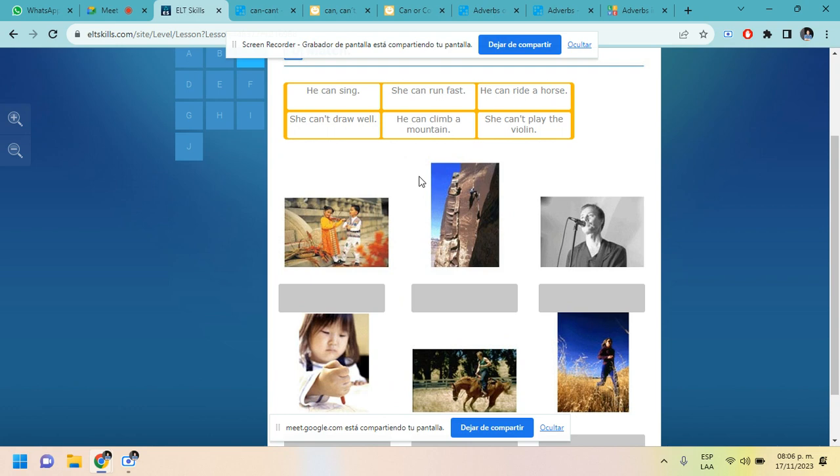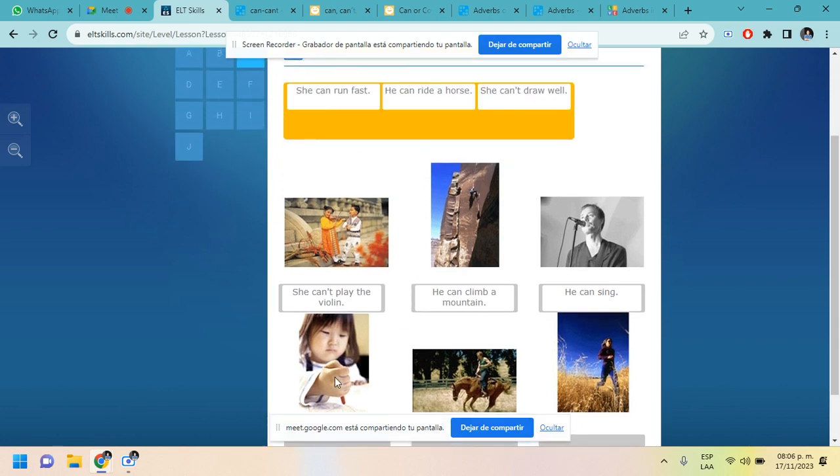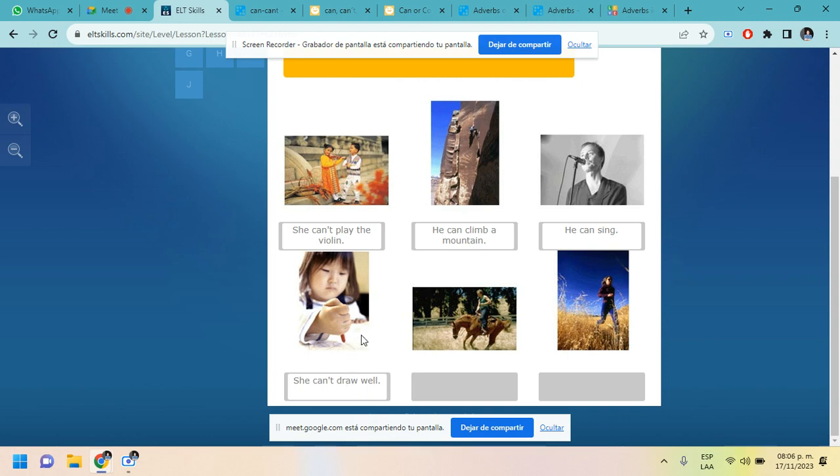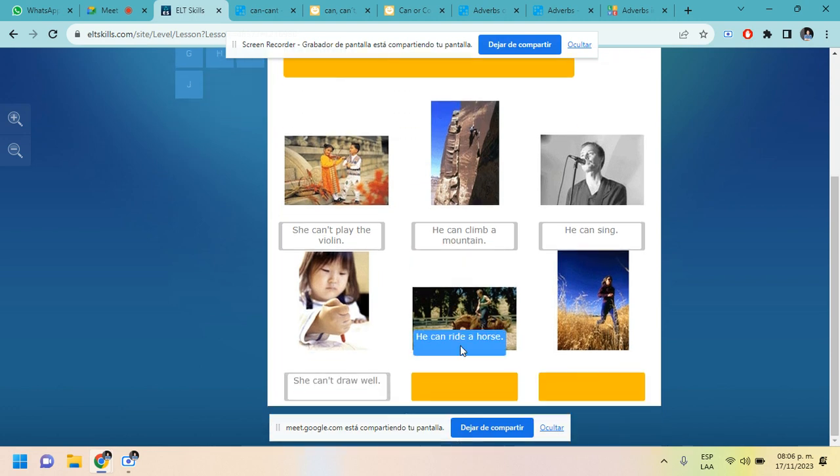What can they do? For example, in the first picture we say that the girl... Yes, we say that, no? In this other, he can climb a mountain. Yes, this is a mountain. In the next, he can sing. The other is, she can draw well, okay? Then, she can ride a horse and she can run fast. Okay, this is abilities, but in present tense.